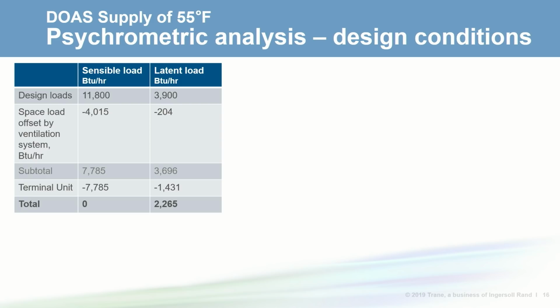Looking at the latent load column, notice there are still 2,265 BTUs of latent load left. This is because the combination of dehumidification provided by the ventilation air and terminal unit are not enough to offset the entire space latent load. Let's see how this looks on a psychrometric chart.